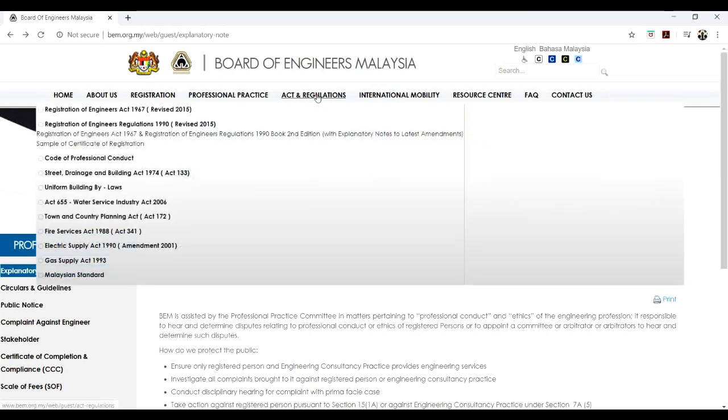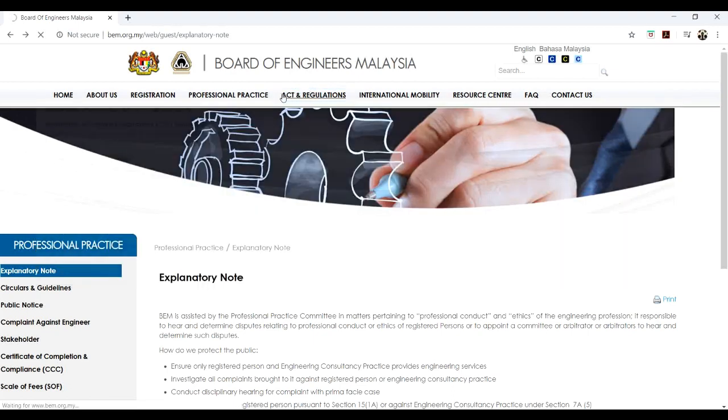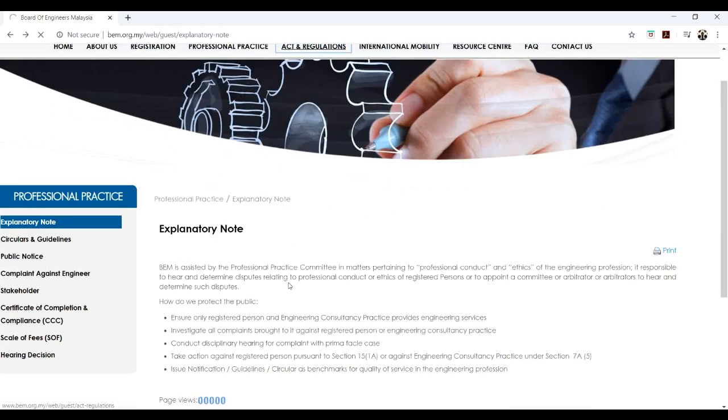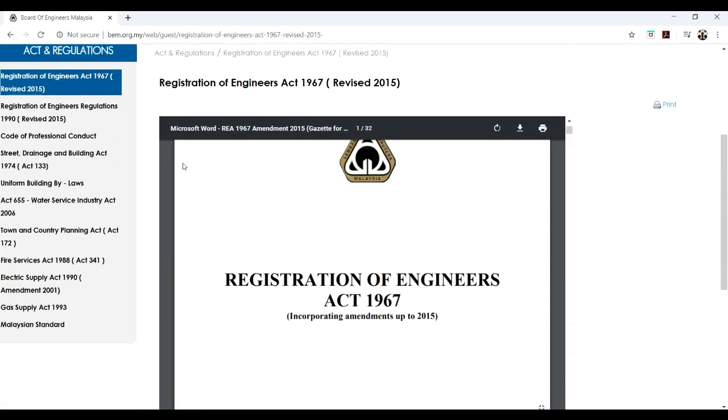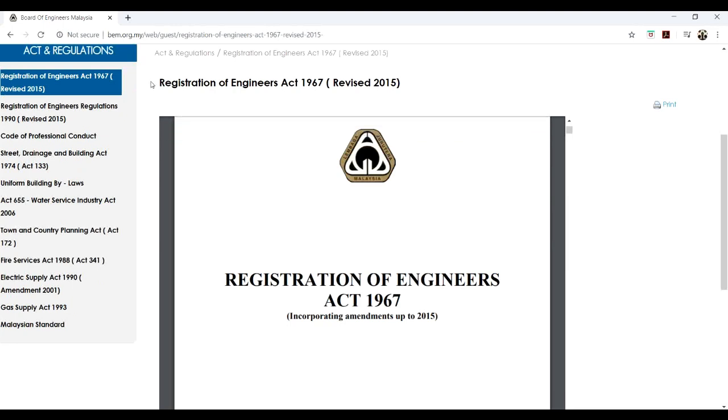Next, the Act and Regulations of the Engineering Profession according to the Board of Engineers Malaysia can be obtained here through the Act and Regulations submenu. Here, you can see that there are many acts and regulations available that should be known by engineers to be ethical and knowledgeable engineers. So, let's go through a little bit of the acts and regulations here.